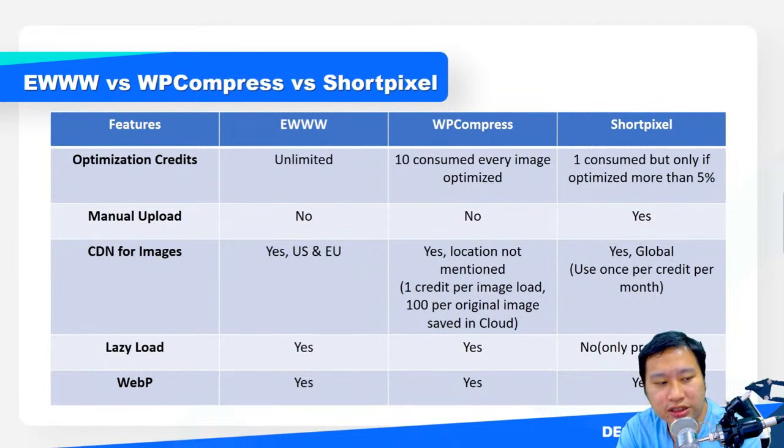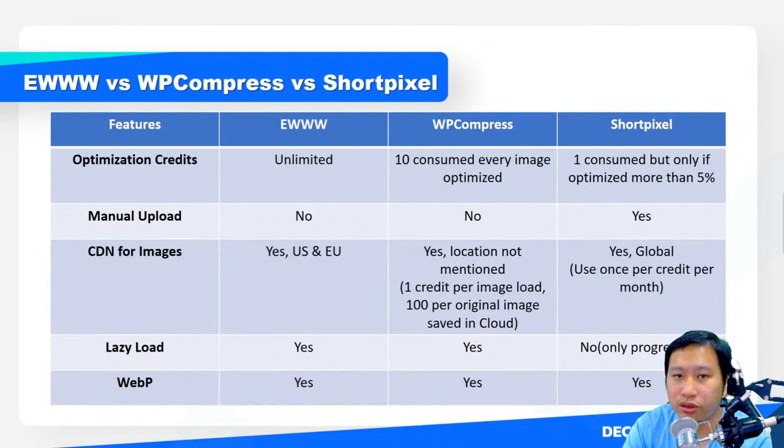So next is the lazy loading, right? So U and WP Compress provide lazy loading for images. However, ShortPixel does not. It only offers progressive image loading, right? That means all the images do load on your website, but for larger images it will show up later, right? So it's a progressive image loading.